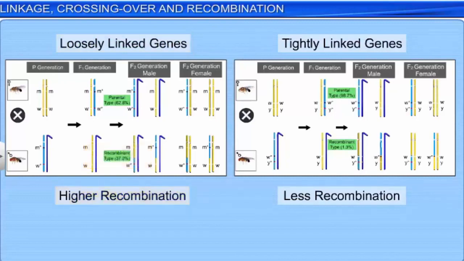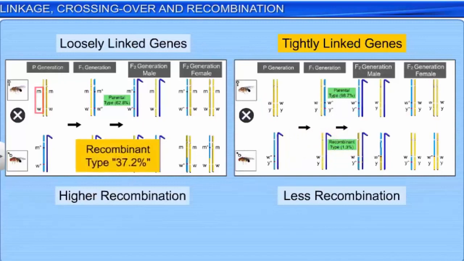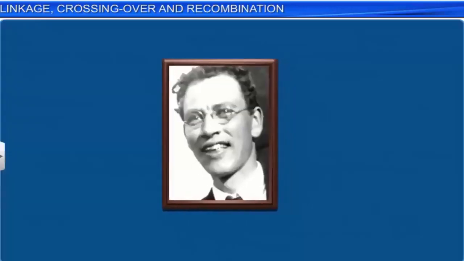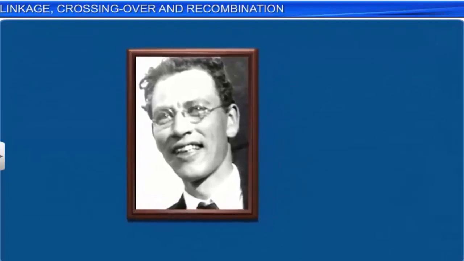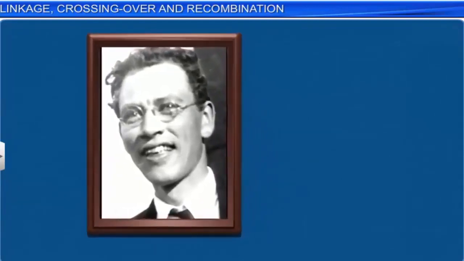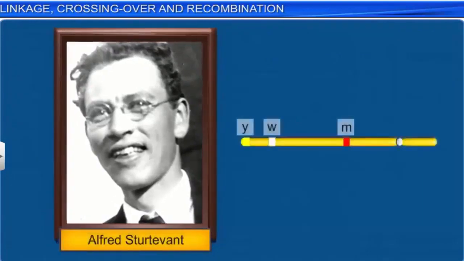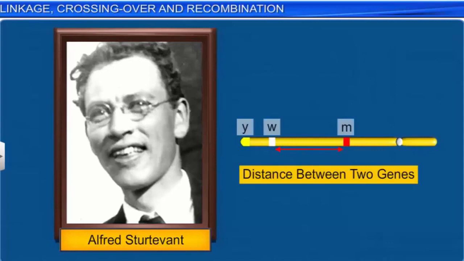For example, the yellow and white genes showed a recombination of just 1.3%, as these genes were tightly linked, while the white and miniature genes showed a recombination of 37.2%, as these genes were loosely linked. This linkage and the frequency of recombination of genes on the same chromosome were used by Morgan's student Alfred Sturtevant as a measure of the distance between genes to map their position on the chromosome.